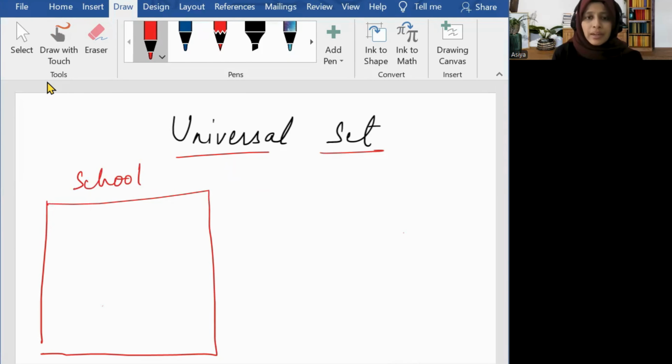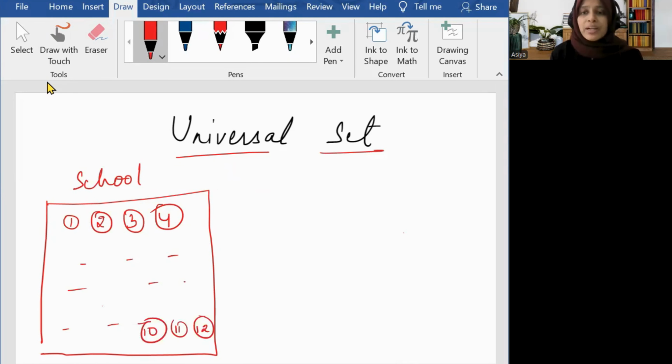Now grade 1 students would form one set, grade 2 students will form another set, grade 3, grade 4, and so on. All the grade students will form one different set. Now all these belong to the school. So here the school will be called a universal set, and the elements are not repeated again. Okay. Now whatever students I have in grade 1, I may not have in grade 2. Grade 2 students will not be there in grade 3.